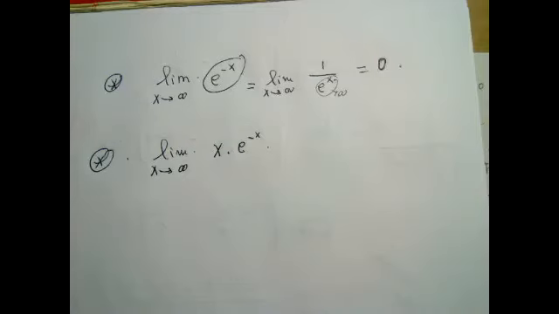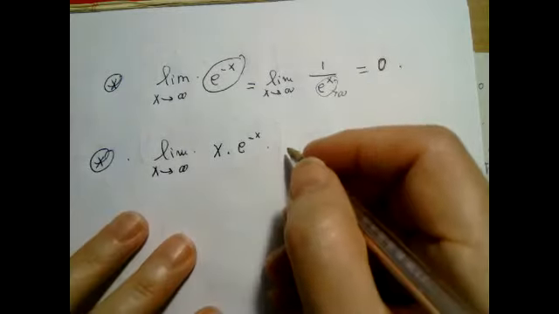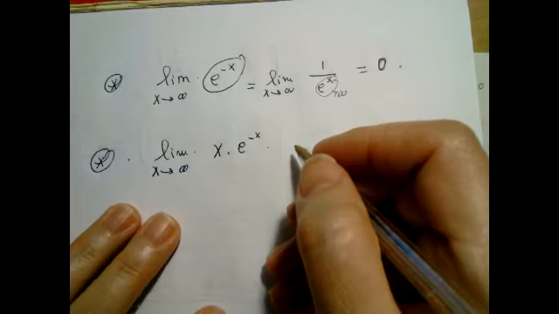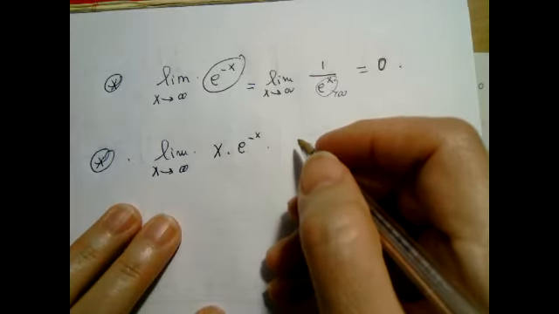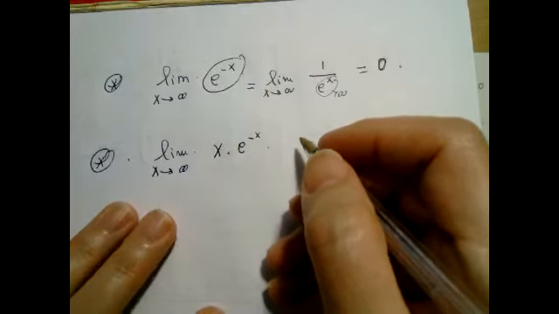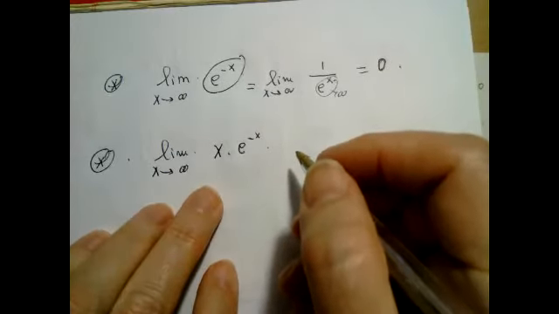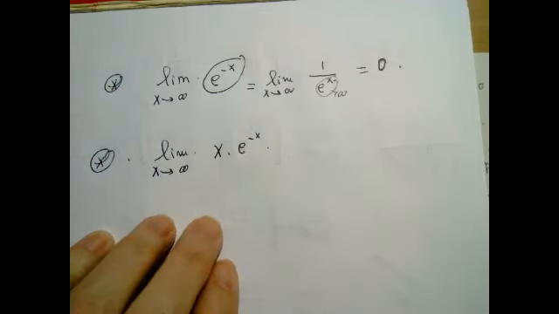Anyone? Any idea? I got 0, but I think, as usual, you have to justify. So I just rewrote e to the negative x as 1 over e to the x, and then I made the fraction into x over e to the x. Okay, good. Substituted. Very good. I will rewrite it. Exactly.